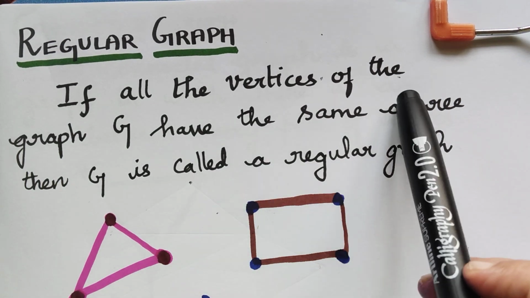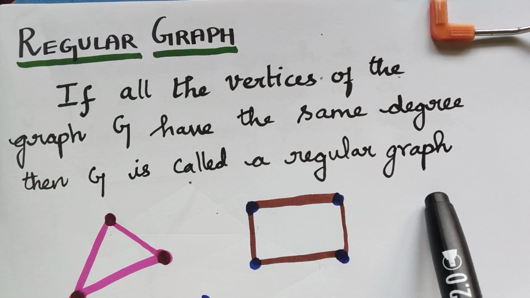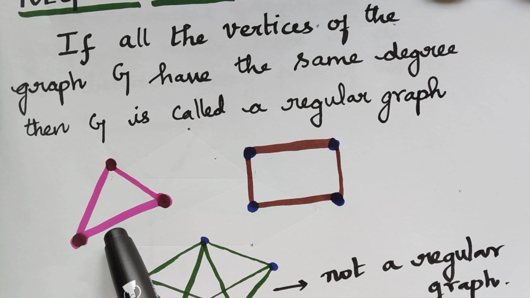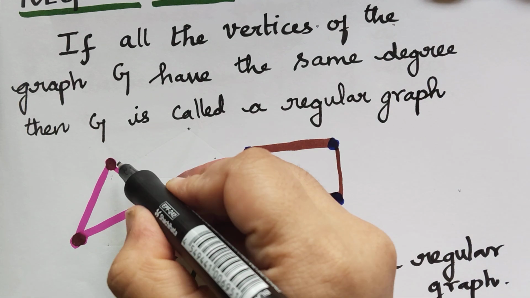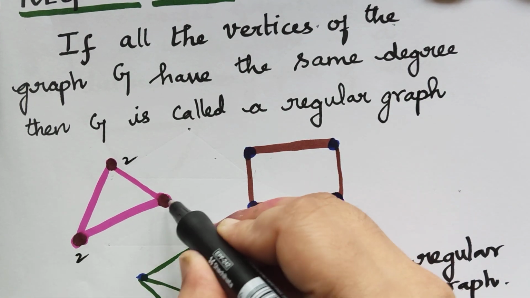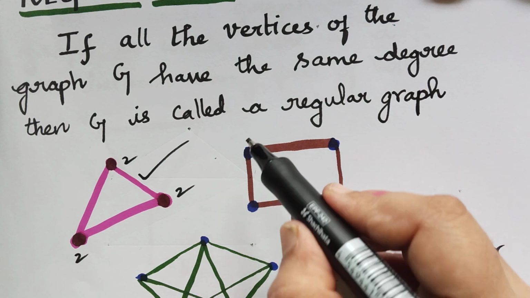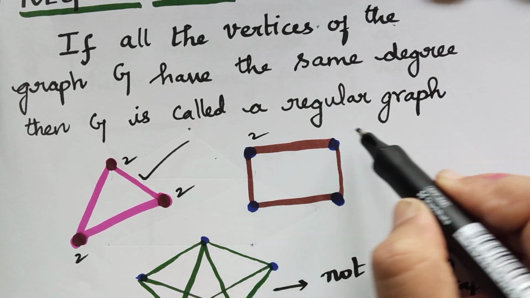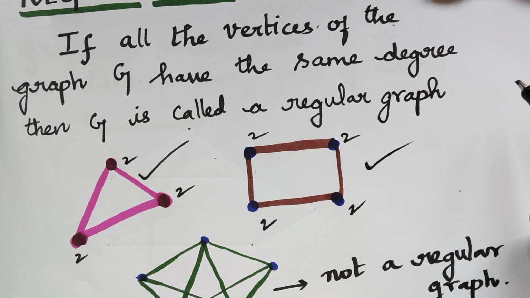If all the vertices of a graph G have the same degree, then G is called a regular graph. Now, if you consider this graph, what is the degree of these vertices? For this vertex, the degree is 2. For this also 2, and this also 2. So, this is a regular graph. What is the degree of this vertex? 1, 2. What about this? 2 again. 2, 2. So, this is also a regular graph.